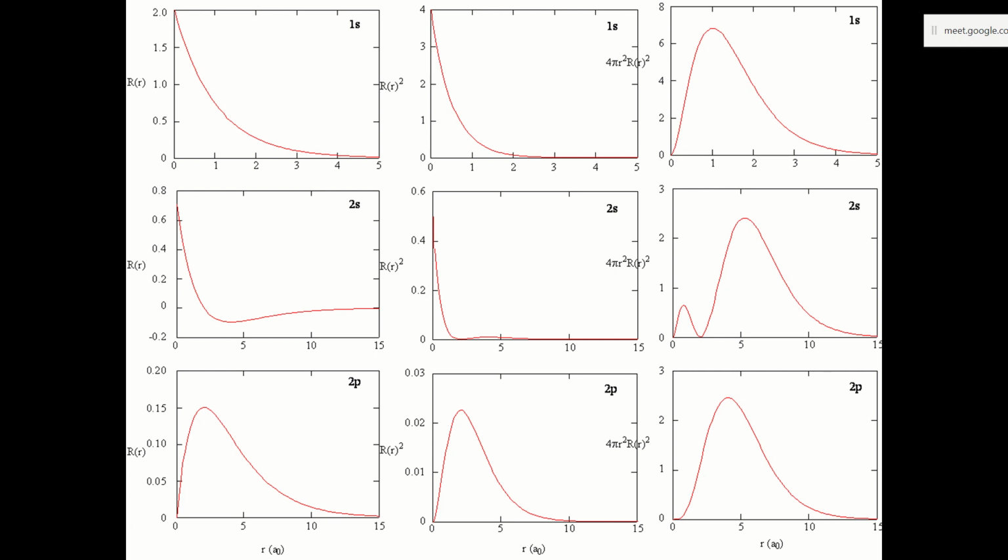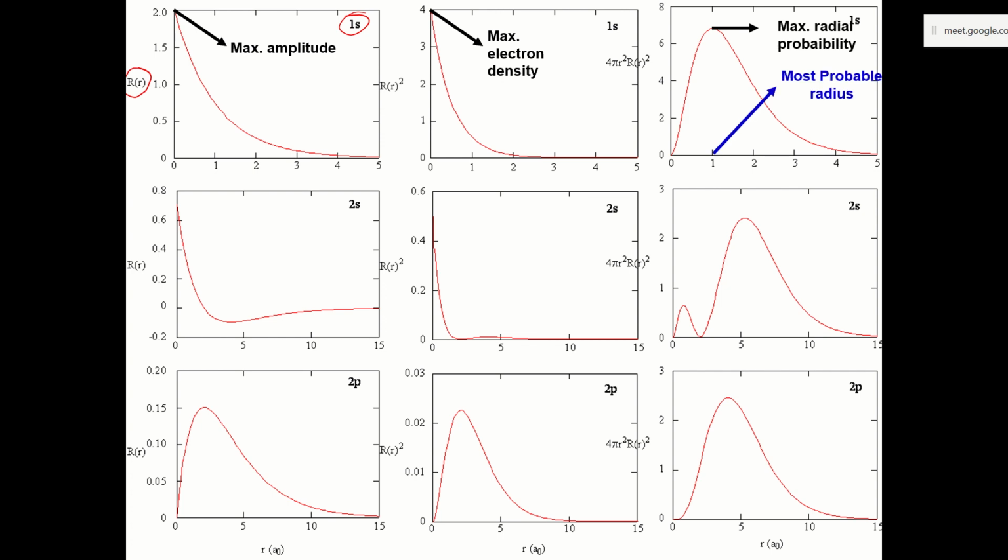So now we are summarizing all these graphs. First one, for 1s orbital: on the y-axis is capital R, you squared it, you got the electron density profile, and you located the maximum electron density at the nucleus. Then you multiply by 4 pi r square and you get the maximum radial probability, and the value of the radius there is the most probable radius, right? It is the same thing, which is the radius of that orbital. So for the 1s orbital, this is the most probable radius.